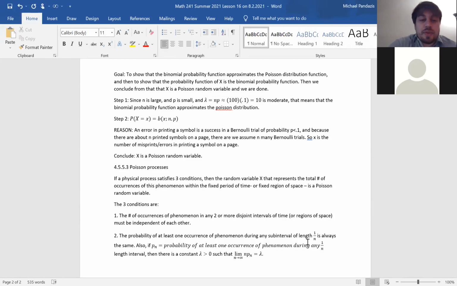Okay, so the probability of at least one occurrence of a phenomenon during any subinterval of length 1 over n is always the same. Also, if p sub n is the probability of at least one occurrence of the phenomenon during any 1 over n length interval, then there is a constant lambda, positive, such that the limit as n approaches infinity of n times p sub n is equal to lambda. Okay, that's the second assumption.